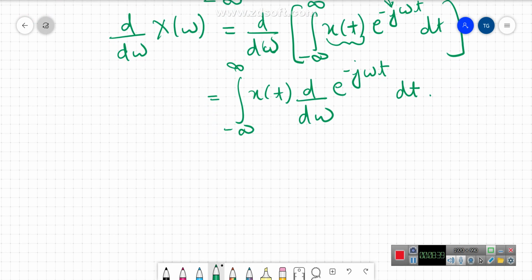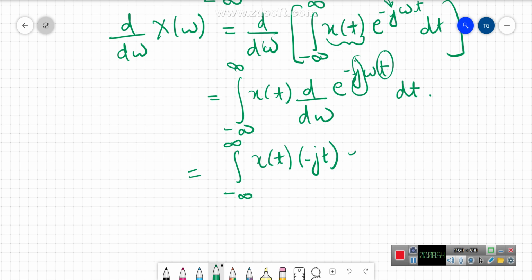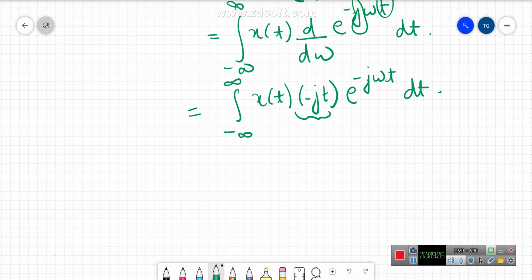This is fine. So we can see that this j and t here is a constant term, so this can be written as integral from minus infinity to infinity of x of t. So minus jt is coming outside, e to the power minus j omega t into dt. So this term can be brought outside. This is nothing but this kind of signal.